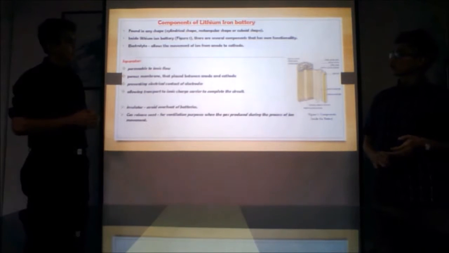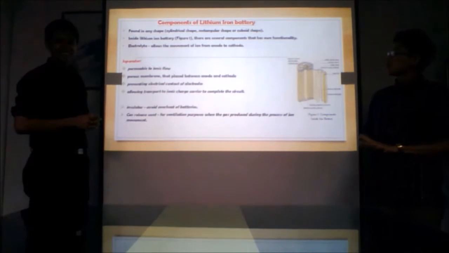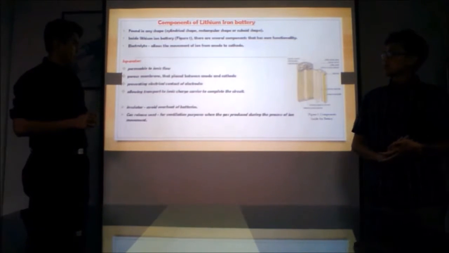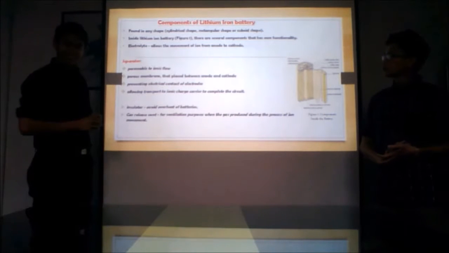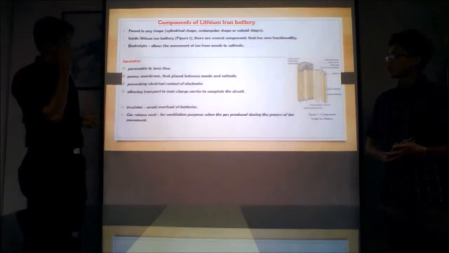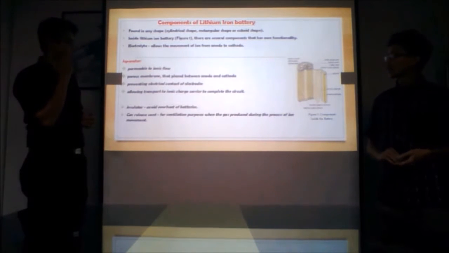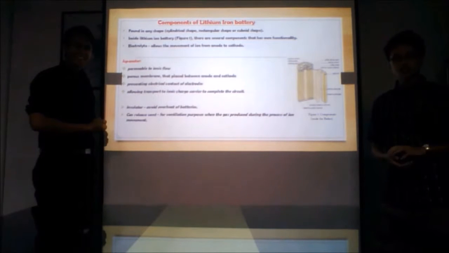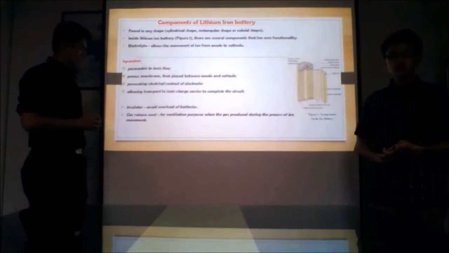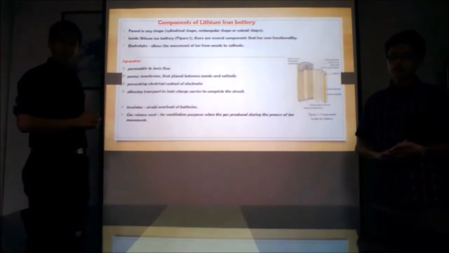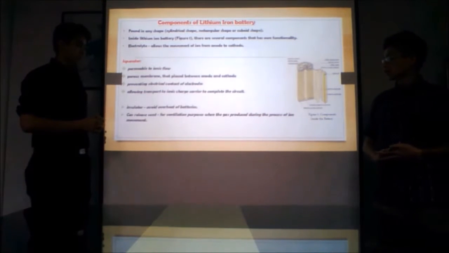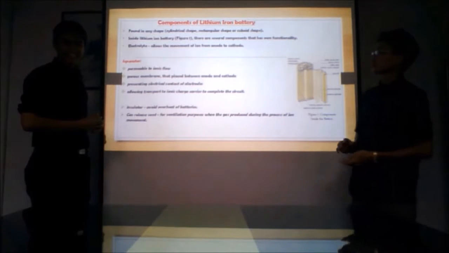For the function of electrolyte, it allows the movement of ions from anode to cathode. The separator is permeable to ionic flow and is a porous membrane placed between anode and cathode. It also prevents electrical contact of electrodes while allowing transport of ionic charge carriers to complete the circuit. The insulator avoids overheating of batteries, and the gas release fan is for ventilation when gas is produced.